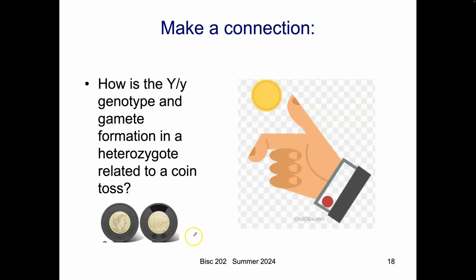Okay, so make this connection and think about how being heterozygous, and then how gamete formation in that heterozygote, is related to the tossing of a coin.